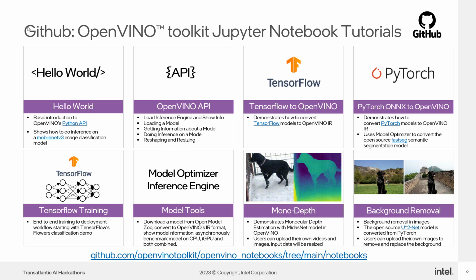It's not just 8, there's actually over 60 Jupyter Notebook tutorials that you can try out for things like monodepth, where you want to take an image, in this case the image of a black dog, and apply monocular depth estimation to this. Another one is background removal, with this image of a dog, and you can take out the background and replace it. In this case, we've replaced the background with our black dog on the Great Wall of China.